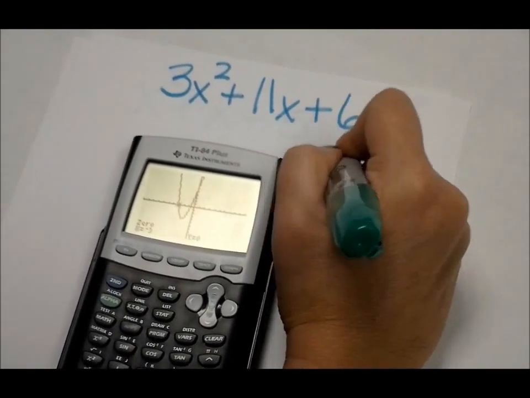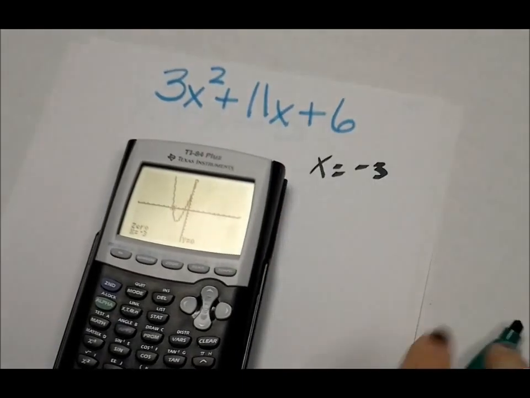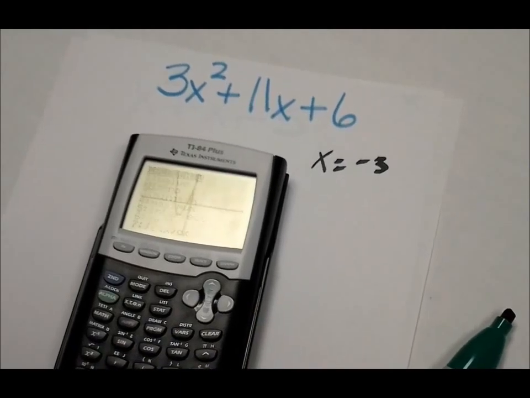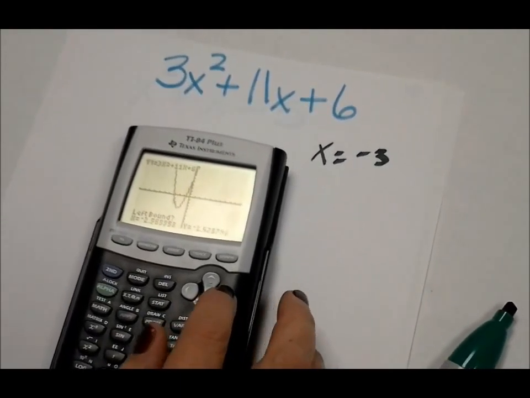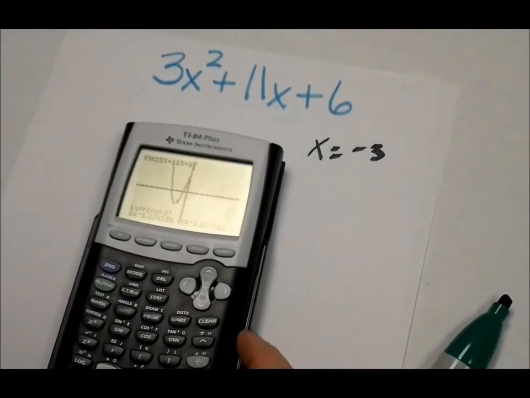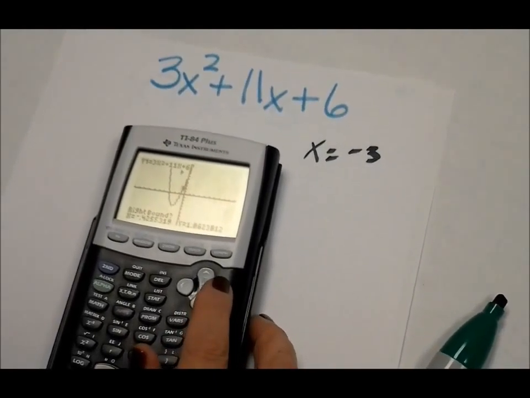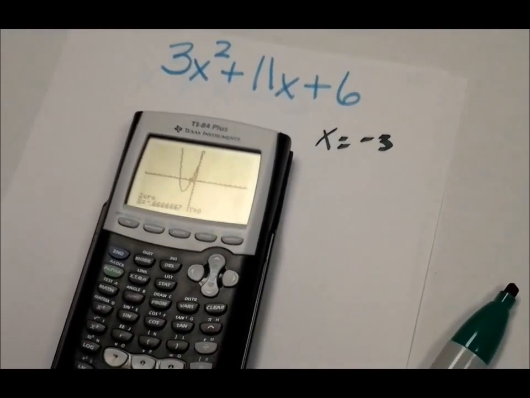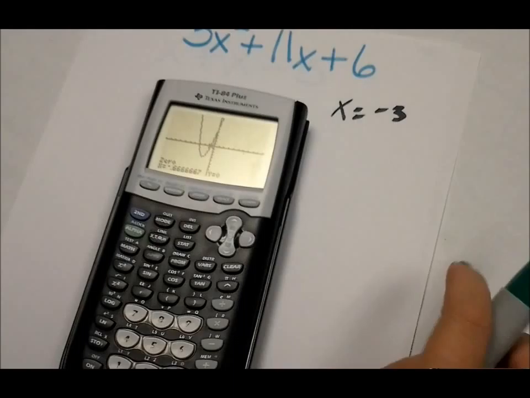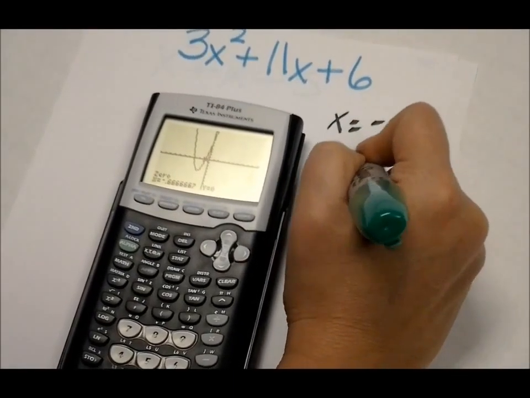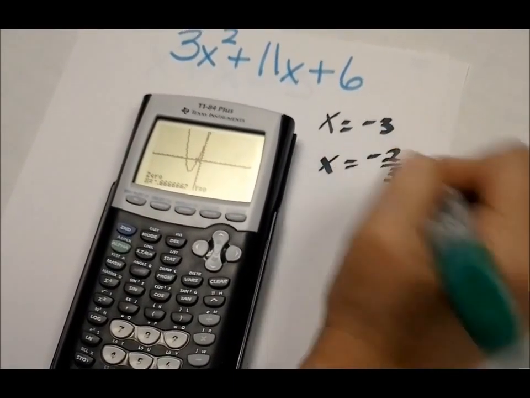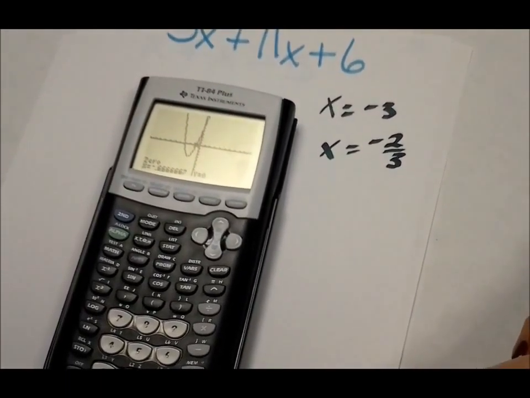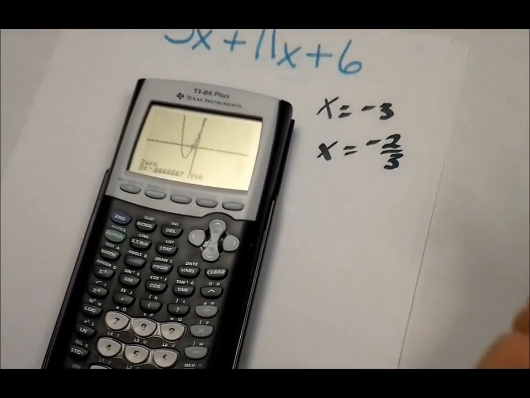And I get one of my zeros is x is negative 3. And when I go to calculate the other 0, I am on the left side of it, and I press enter. I go past it to the right side of it, and I press enter, and it tells me my 0 is negative 0.66667, which means I know it's negative 2/3. That should be a decimal representation that the students should know as one of our benchmark decimals.